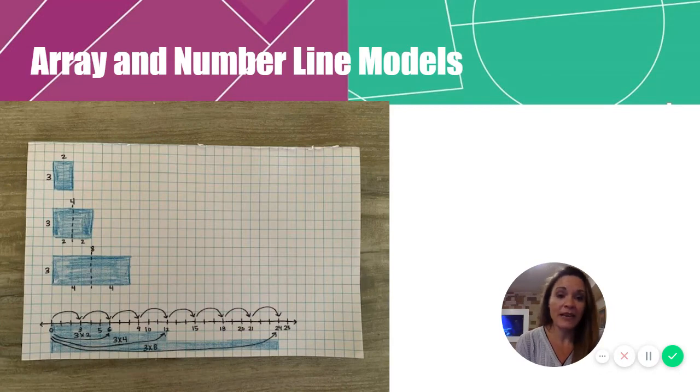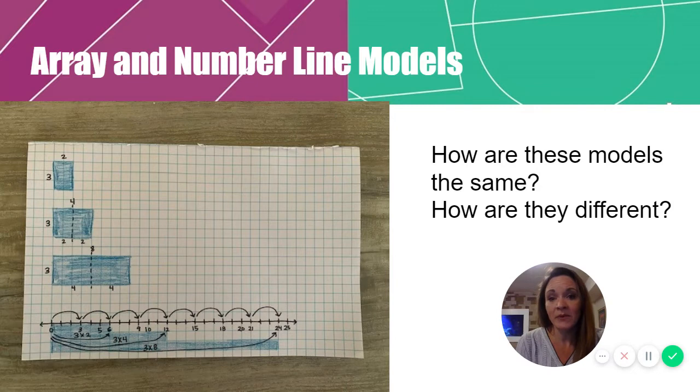We can represent our doubles facts by using arrays and number line models. Here on this particular example, we see the fact 3 times 2, 3 times 4, and 3 times 8 modeled both as an array model and as a number line model. I would like for you to pause the video for a few minutes and think about the questions. How are these models the same? How are they different?